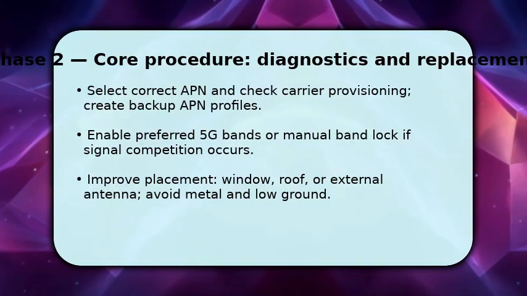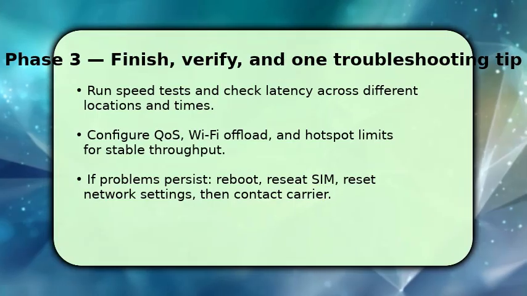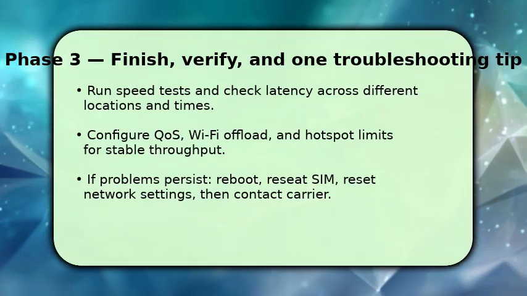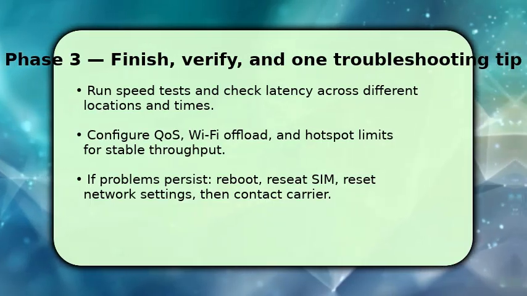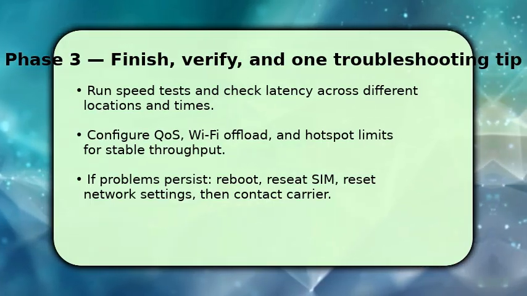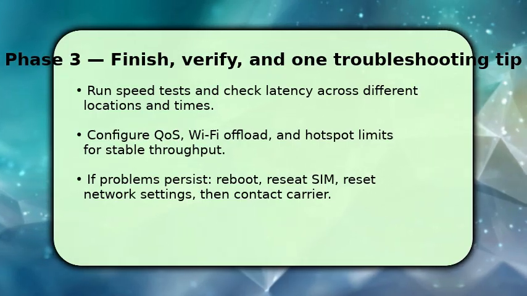Finish by benchmarking. Run speed tests, check latency, and compare results morning versus evening to spot congestion. Once satisfied, configure CoS, limit background sync, and set hotspot rules to preserve throughput. Make sure firmware and carrier settings remain up to date and schedule periodic reboots for routers or gateways.